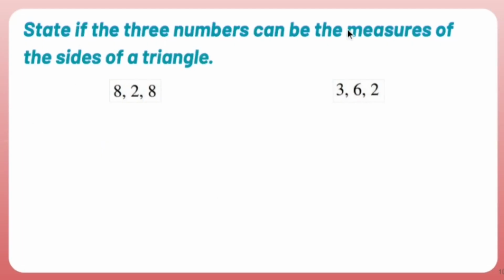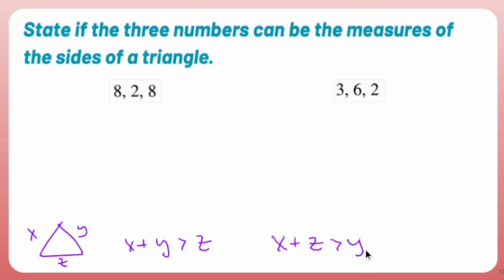State if the three numbers can be the measures of the sides of a triangle. This uses what's called the triangle inequality theorem. And the triangle inequality theorem says that if you add any two sides of a triangle, it has to be greater than that third side. So if I were to label a triangle, just any arbitrary triangle, x, y, z: x plus y has to be greater than z. X plus z has to be greater than y.